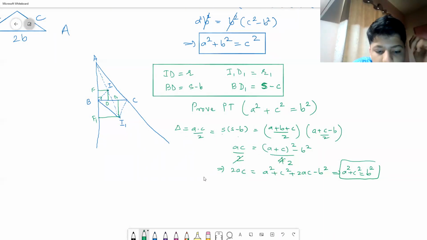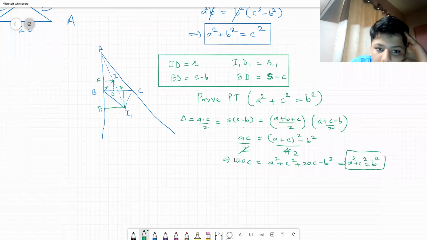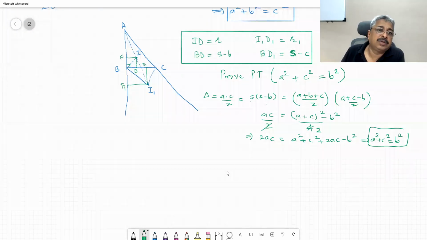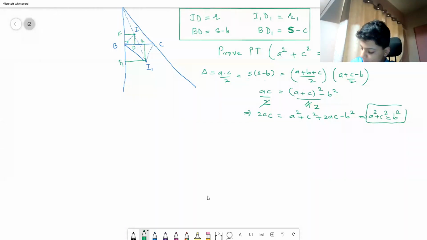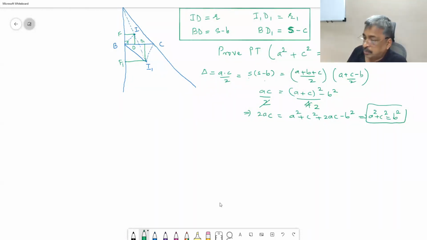Sir, we can do it by r1 into s minus a also, right? Yes. Replace it. r1 into s minus a also. Okay. Now let me give you one more proof of Pythagoras theorem.